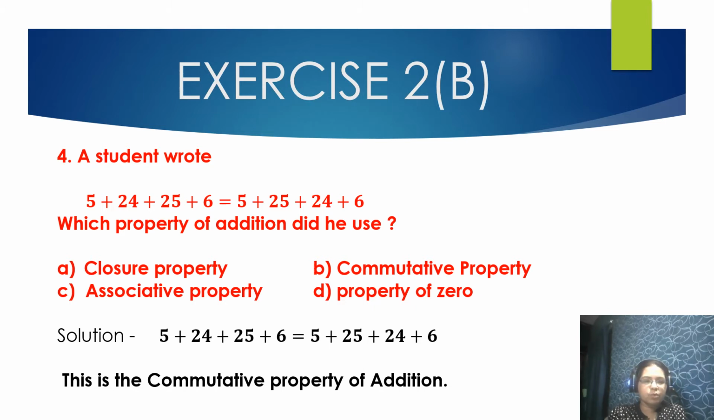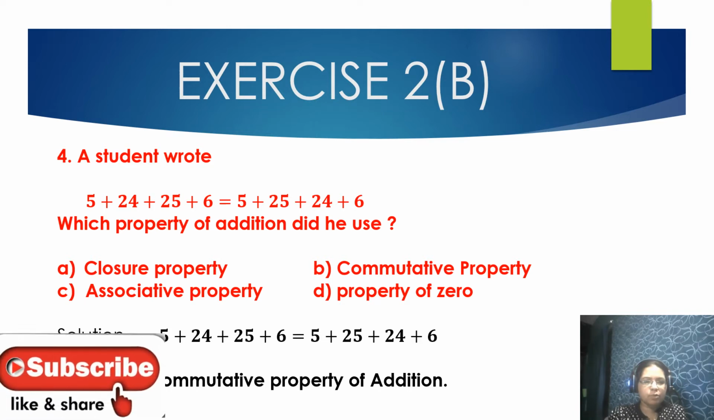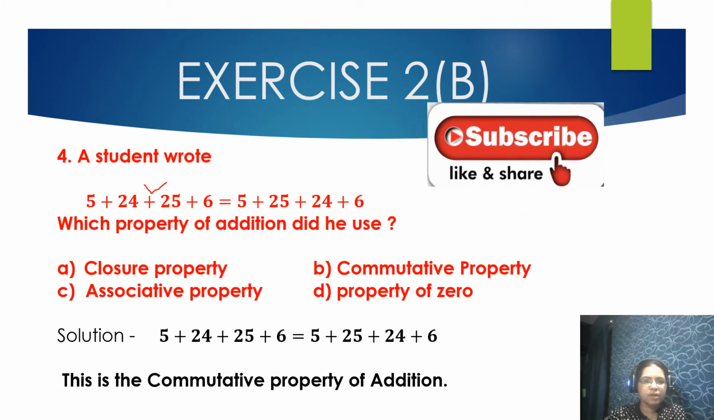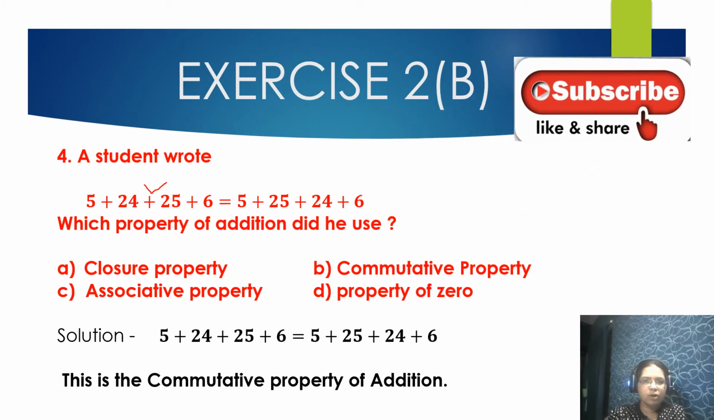Here, 5 plus 24 plus 25 plus 6. 24 plus 25 is on the left hand side, and 25 plus 24 is on the right hand side. Both exchange their values. So 24 plus 25 equal to 25 plus 24, and this is the commutative property of addition of whole numbers. So option B is correct.